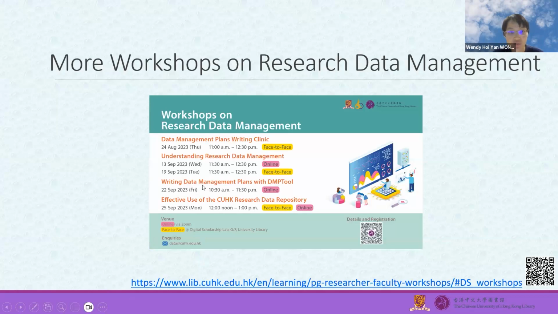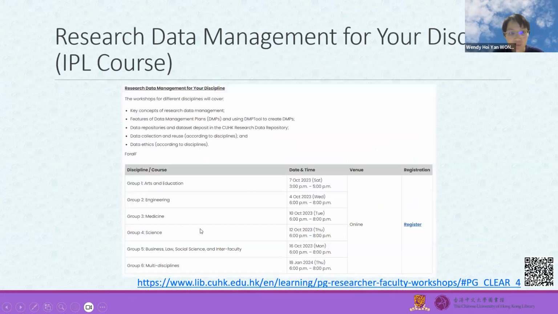We will also have other workshops in the coming few weeks. Please join us. For postgraduate students, we also have a series of workshops under the ILP, Independent Postgraduate Learning Program, which is co-organized with the CLEAR. So if you have students, we will share more information on different aspects with specific focus on some fields.